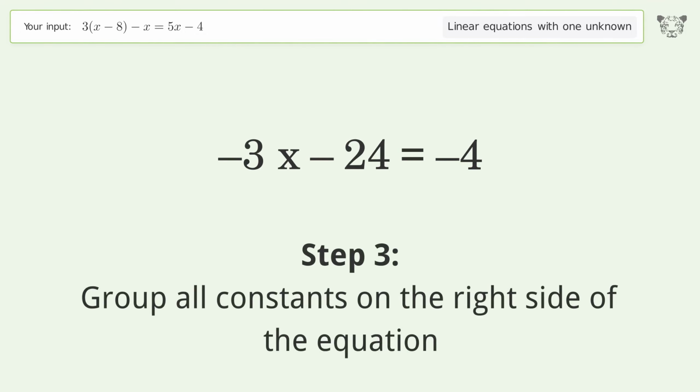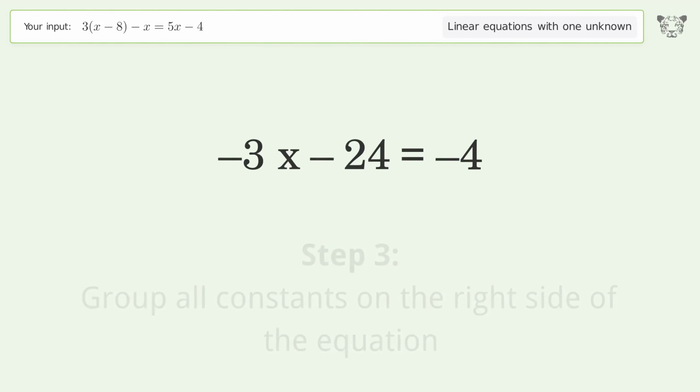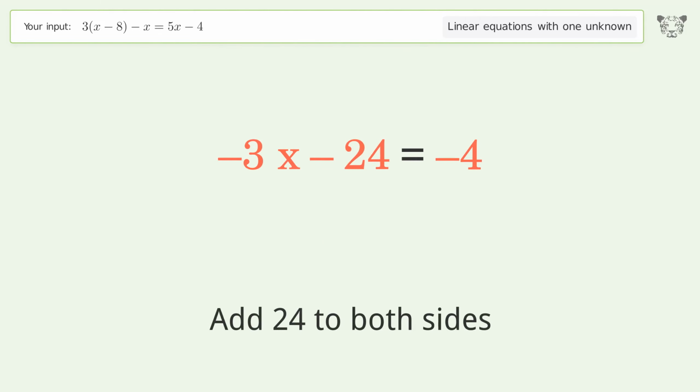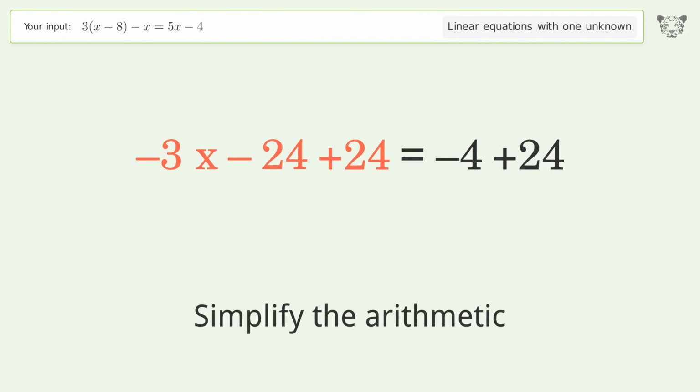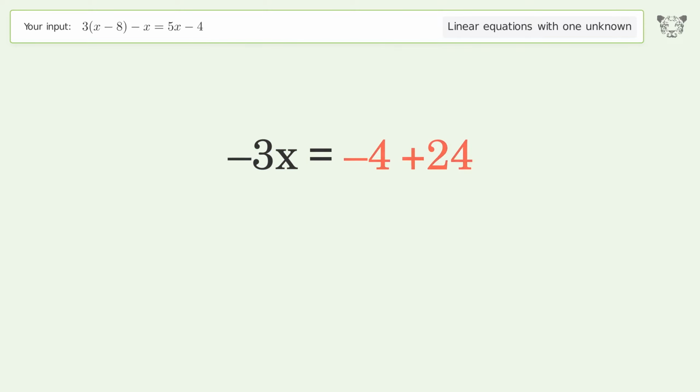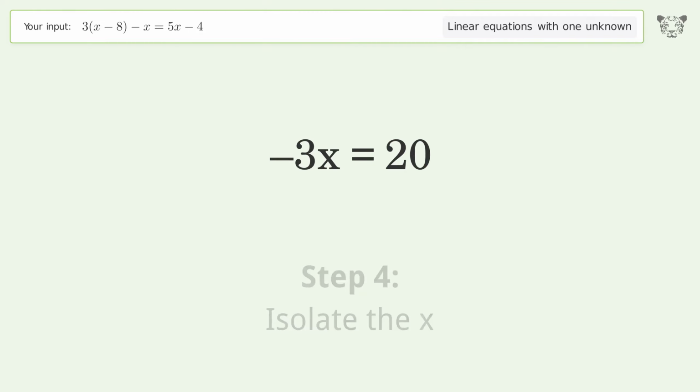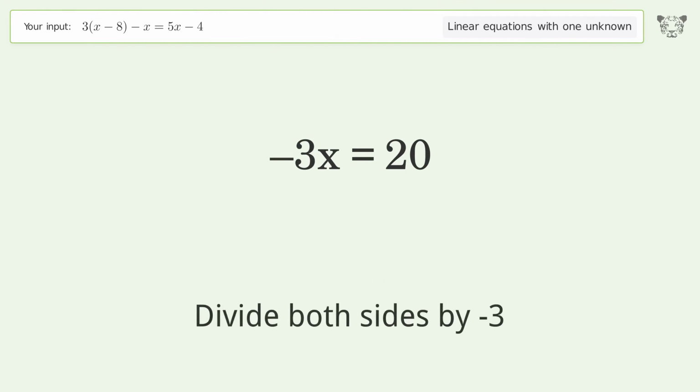Group all constants on the right side of the equation. Add 24 to both sides. Simplify the arithmetic. Isolate the x. Divide both sides by -3.